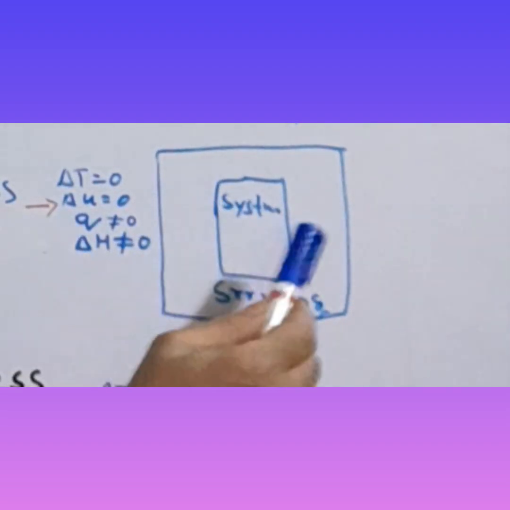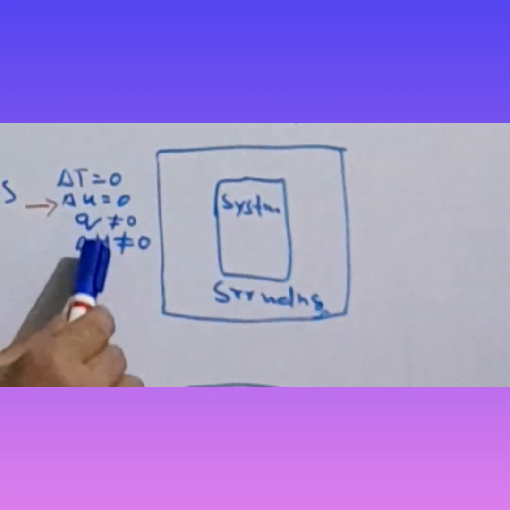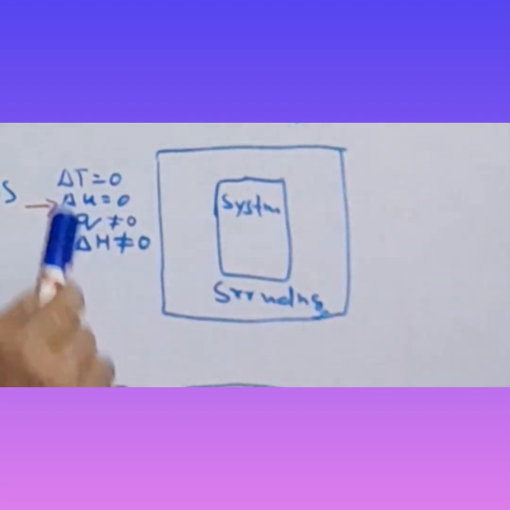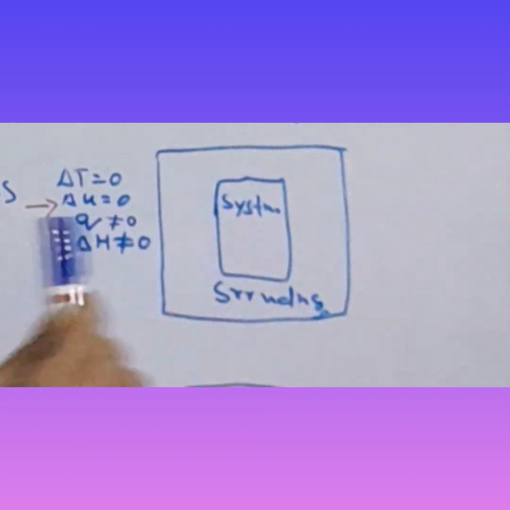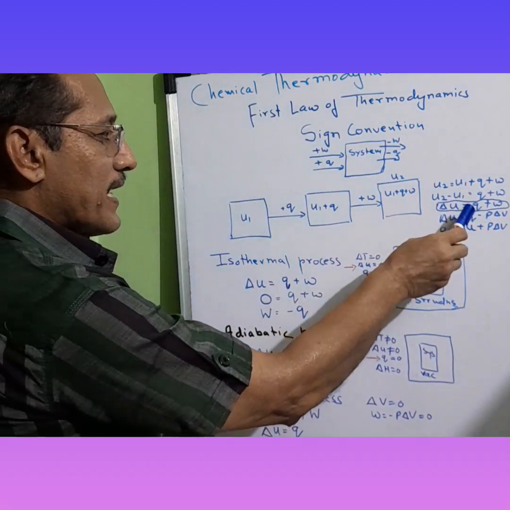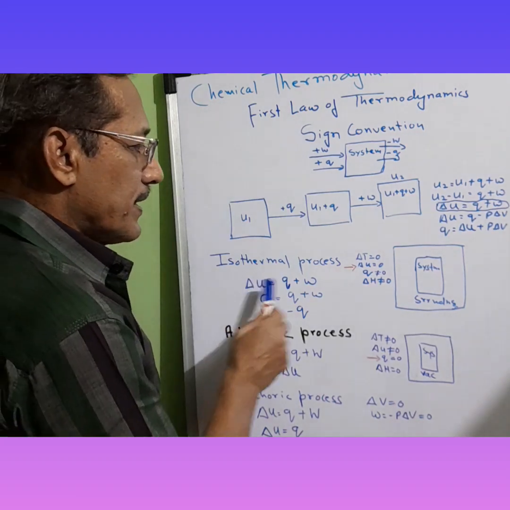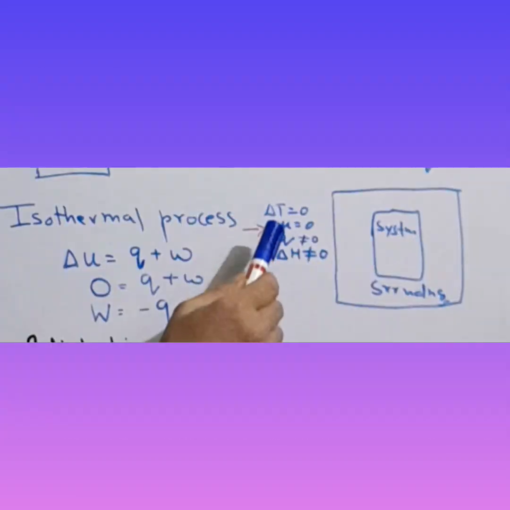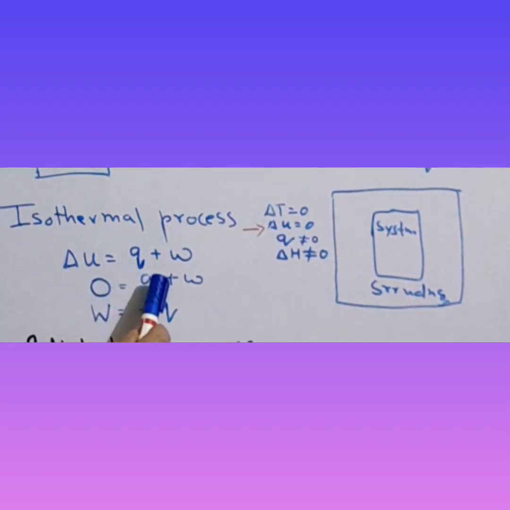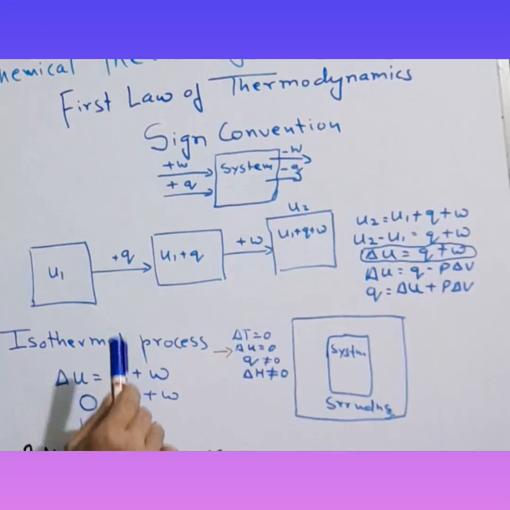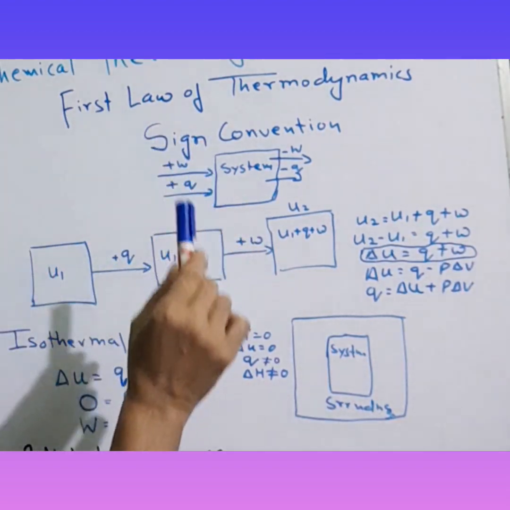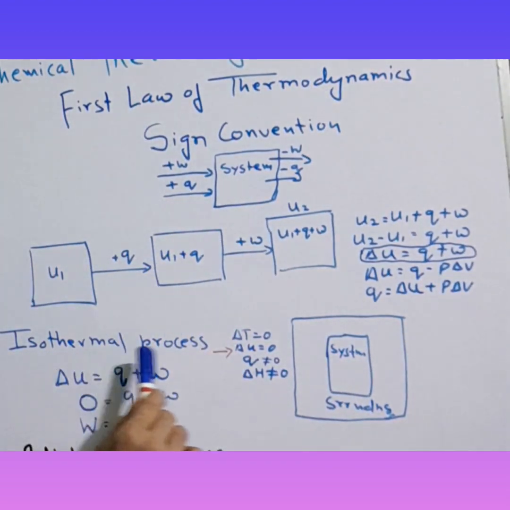Q, since there is exchange of heat, is not equal to 0, and del H is also not equal to 0 since Q is being exchanged. Fine. So here let's get back to the equation. Del U is equal to Q plus W. Now here del U is 0, so we substitute 0. So 0 is equal to Q plus W. So W is equal to minus Q becomes the equation for the first law of thermodynamics in the isothermal process.